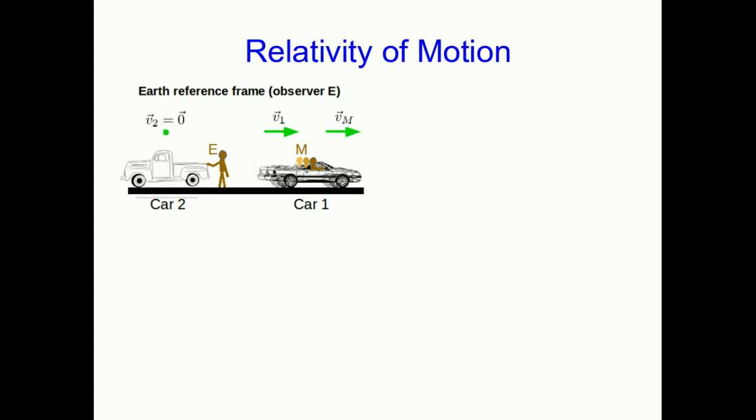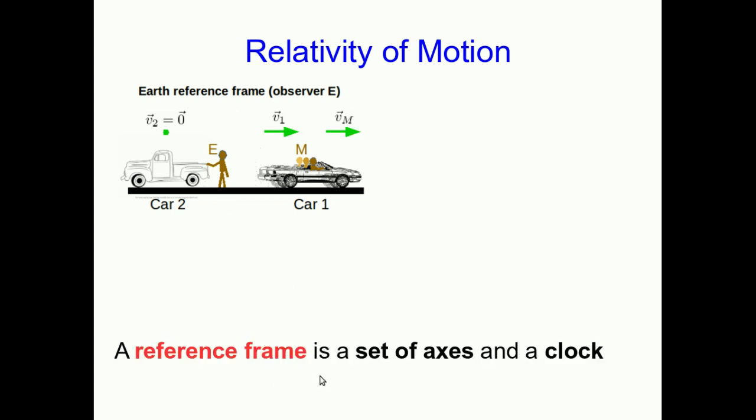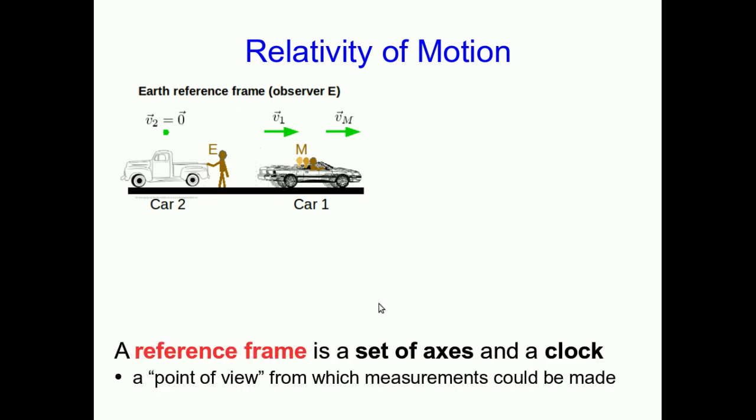When we talk about motion, we have to pay attention to what it is relative to, or what it's being measured relative to. So here's an observer, a person who I've named E because they are in the Earth reference frame. There's a new word. A reference frame is a set of axes and a clock, or in other words, it's a point of view from which measurements could be made.